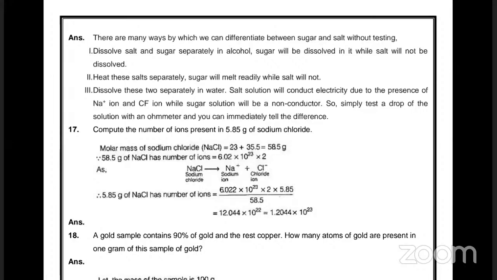Yes, correct. So it is not CF, it is a Cl minus ion. You have to make a change over here. It is a Cl minus chloride ion. So these are the different ways you can test it. You're already aware of it. Based on that, you have to just do it. So please note down the answer of it.